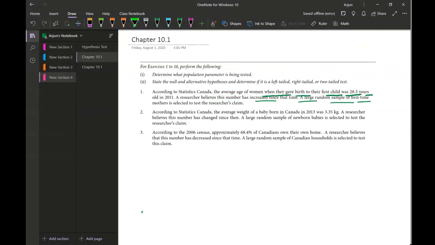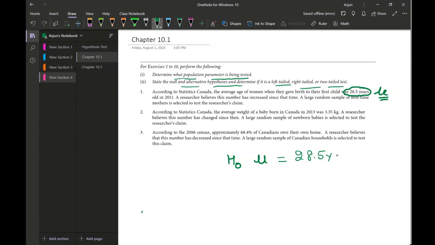Now, what we want to do is state the null and alternate hypothesis and determine if it is a left tail, right tail, or a two tail. Another thing we want to do is determine the population parameter which is being used. So in this question, if I look at it carefully, the population parameter which is being used is the mean average age. So the null hypothesis will be: mean, which is the population parameter, is equal to 28.5 years.